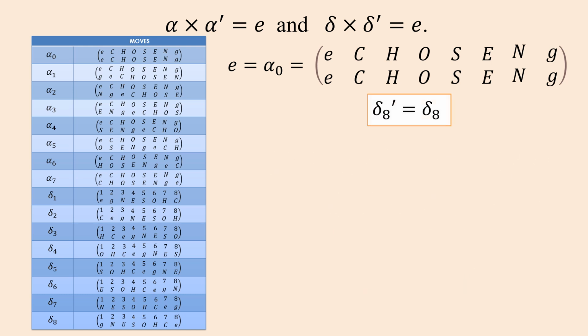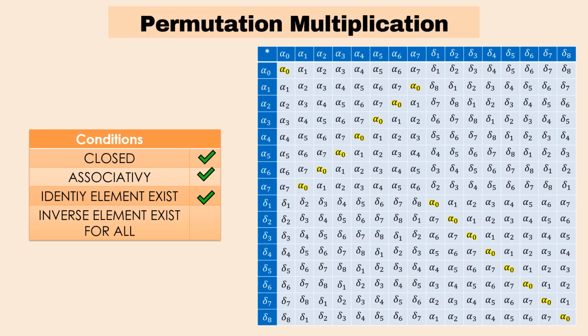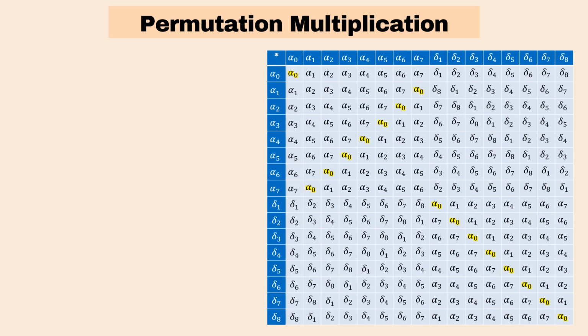And at last, delta sub 8. The inverse element of delta sub 8 is itself, and it is proven by permutation multiplication. Therefore, the identity element exists and the inverse element exists for all. Therefore, this table is a group.